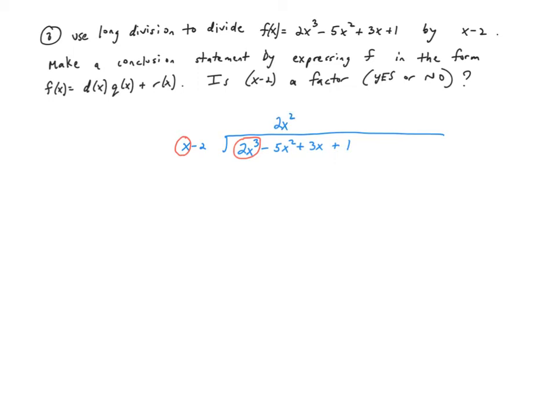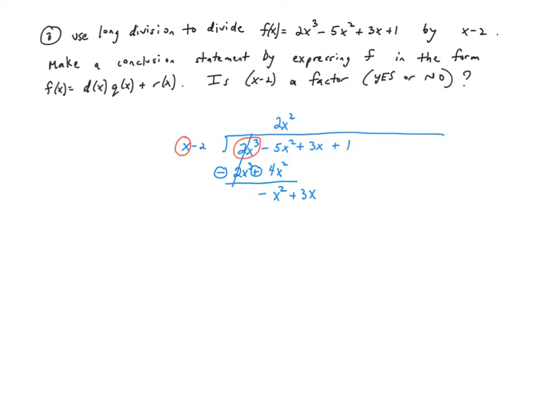Now it's time to multiply. We'll get 2x cubed minus 4x squared. At this point we subtract, which means change the signs. We see that we get a cancellation and we're left with negative x squared. It's time to drop the positive 3x. Time to continue the process.